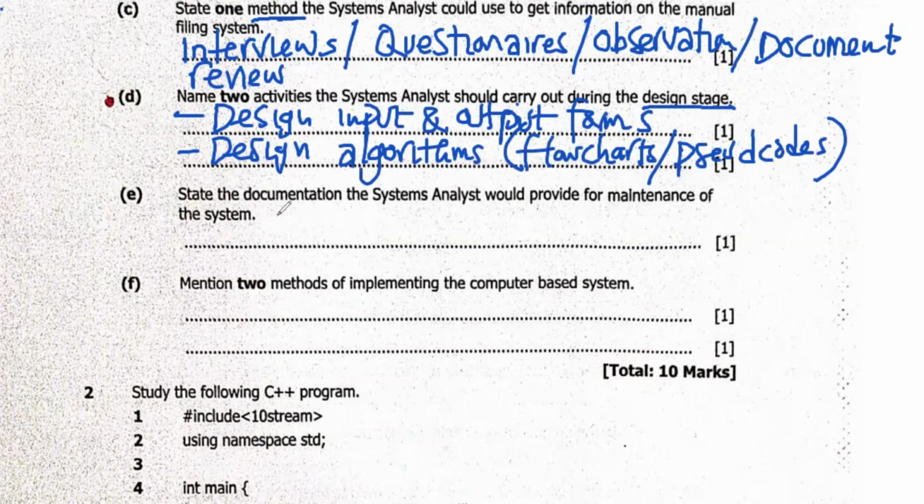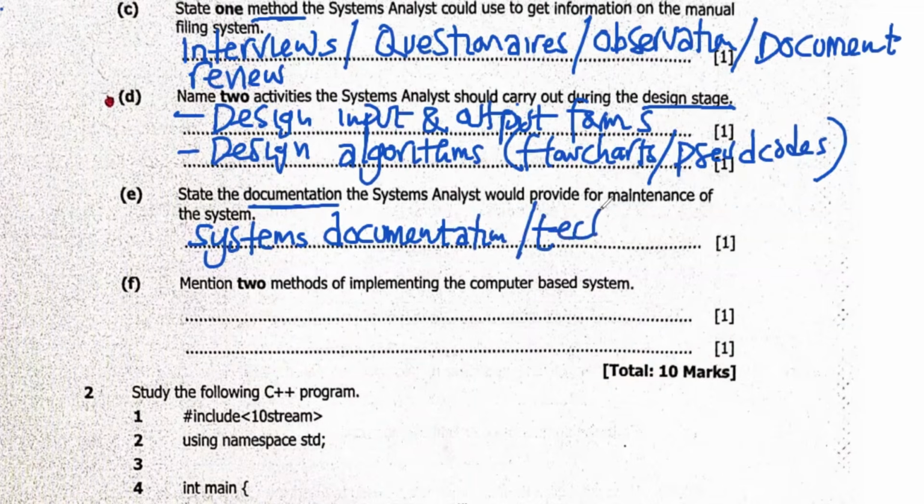State the documentation the system analyst would provide for maintenance of the system. So you're looking at the type of documentation that is suitable for the maintenance of the system, which is what is called the systems documentation, popularly known as technical documentation.